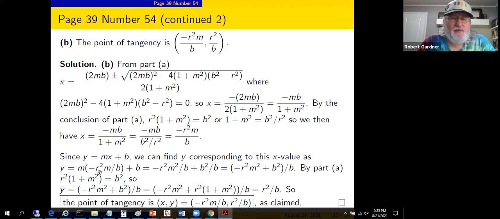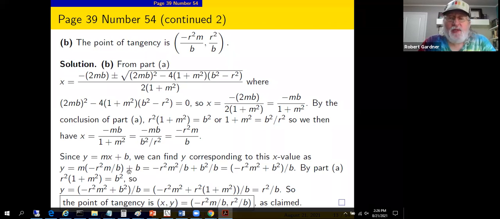Distribute, that'll give us negative r squared m squared. Pick up another m to produce an m squared. There's a b in the denominator. I tell you what, let's take this b and write it as b squared over b to get a common denominator so we can add those together. Can't argue with the validity of that. That allows us to add these together with a common denominator of b, producing negative r squared m squared plus b squared. Okay.